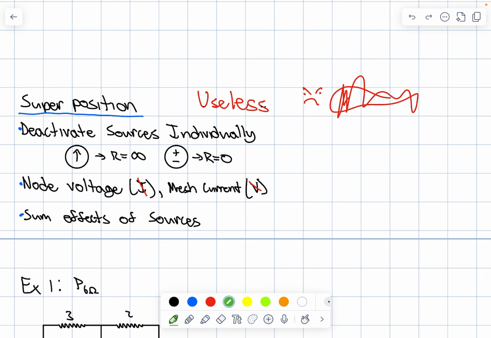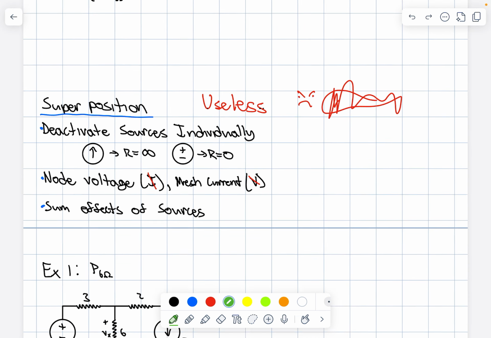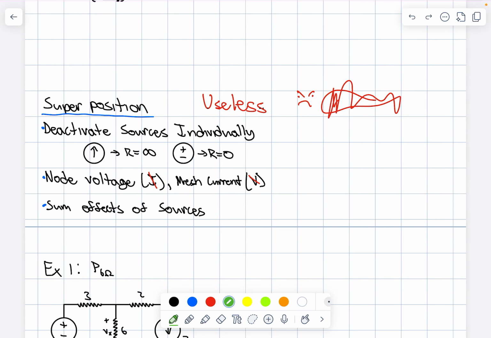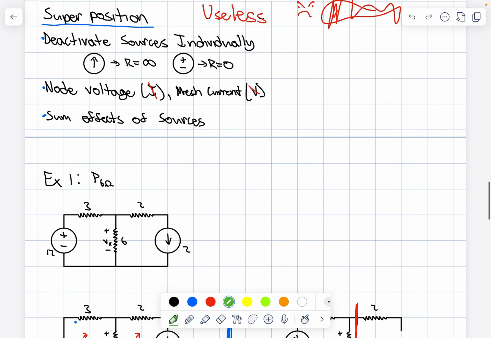The first step to superposition is you're going to deactivate sources, not really individually. I said individually here. What I mean is you're going to deactivate all current sources and keep all voltage sources active, and then you're going to deactivate all voltage sources and keep all current sources active. And then with all your current sources inactive, you're going to do node voltage. With all your voltage sources inactive, you're going to do mesh current, and then you're going to sum the effects of both of the sources, and then analyze whatever the question's asking you to analyze.